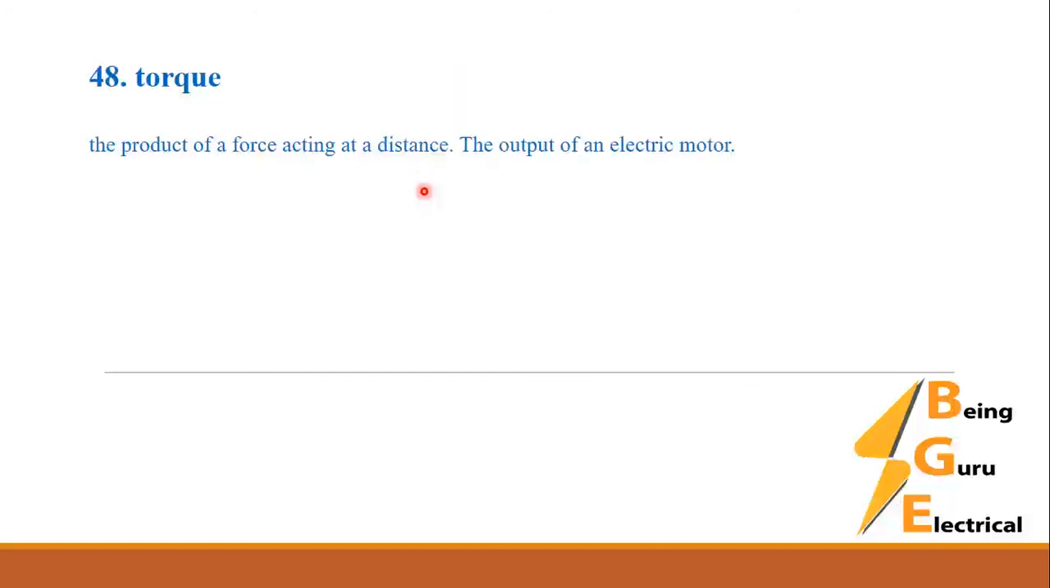Next we have torque. So the product of a force acting at a distance, the output of an electric motor. The product of a force acting at some distance is called torque, and the torque is the output of an electric motor. Like the motor is giving us output torque.